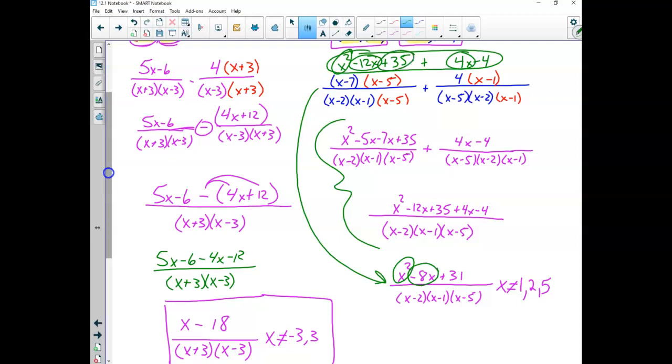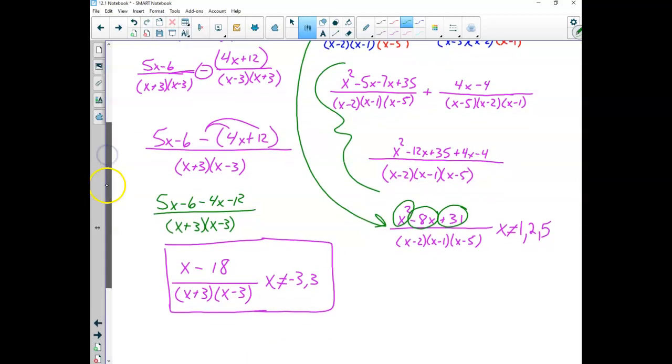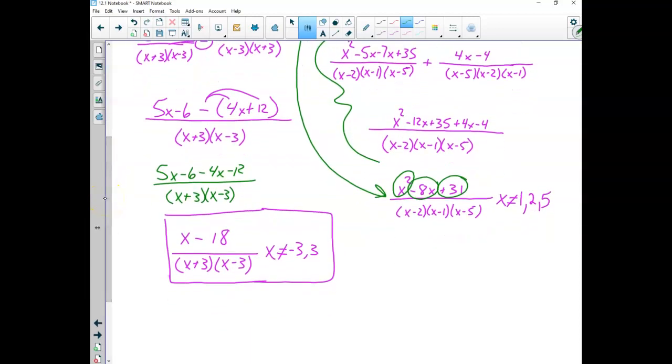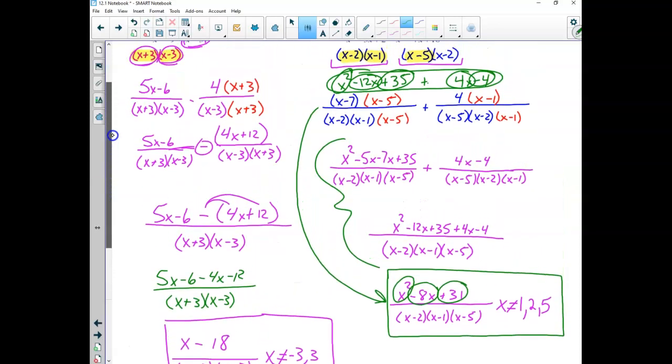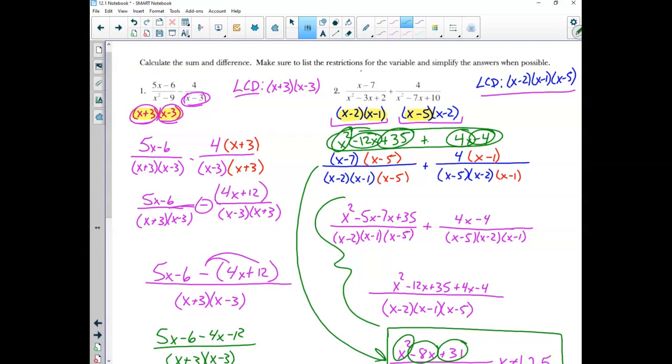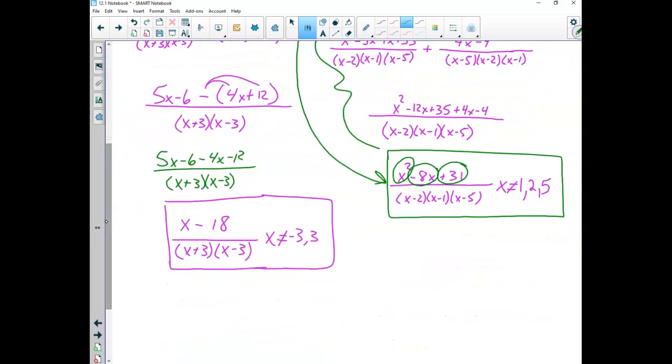And I'd say 35 plus negative 4 gives me 31. Then I would try to simplify this, but 31 is prime, so the only factors of 31 are 1 and 31, which means it's not going to factor. And I need to list my restrictions, meaning if I can never plug in 1, 2, or 5 in the original function, I can never plug 1, 2, or 5 into my new function that I just added together, all right?